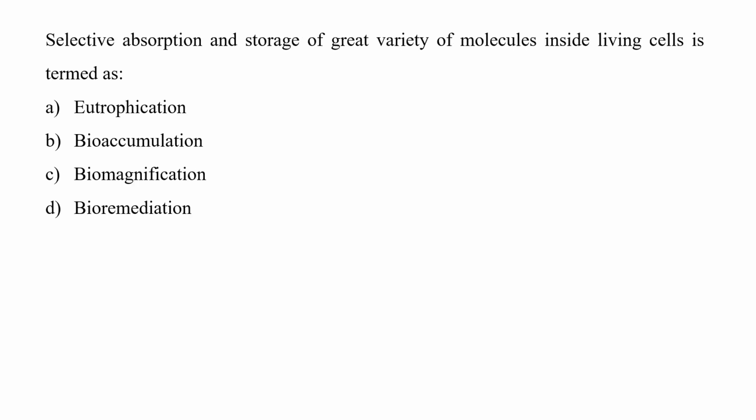Next question is, the selective absorption and storage of a great variety of molecules inside living cells is termed as. So as the four options are given, the correct option will be option number B, bioaccumulation. It is the process when different varieties of harmful substances like pesticides or harmful chemicals are deposited in the living organism. The cause of bioaccumulation is that when the organism is not able to digest or excrete a particular substance, it gets accumulated in its body. It is known as bioaccumulation. So option number B is correct.